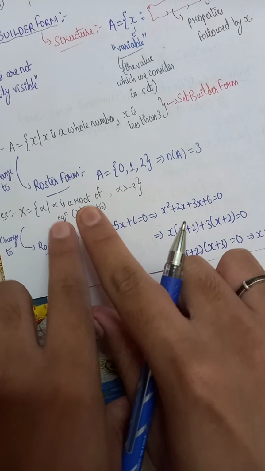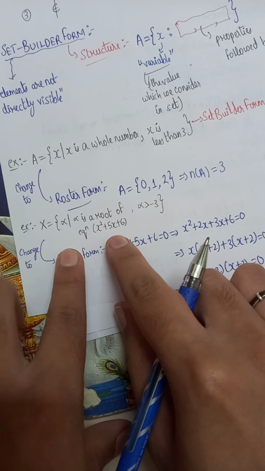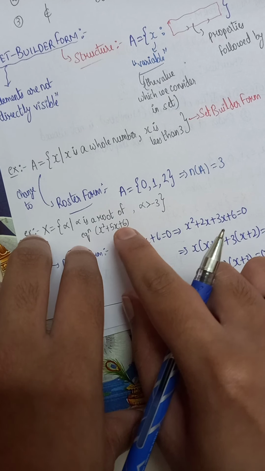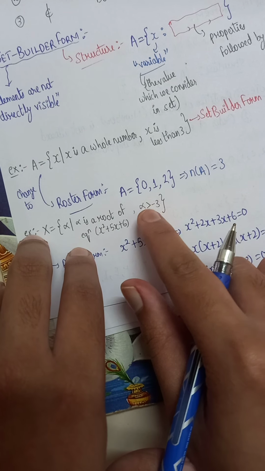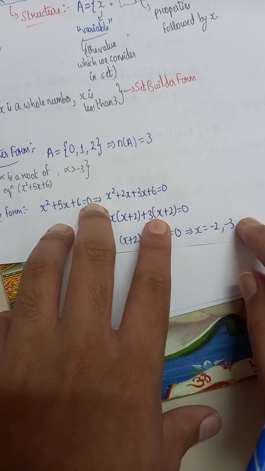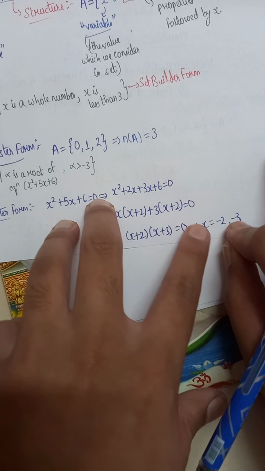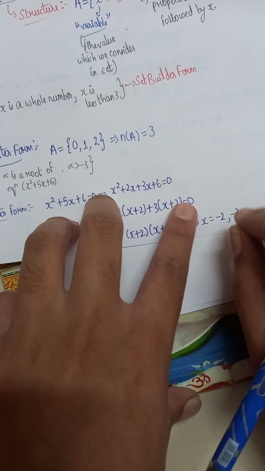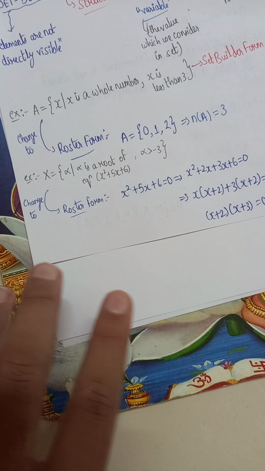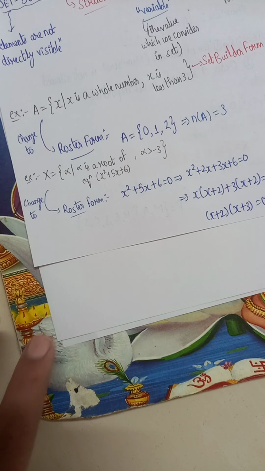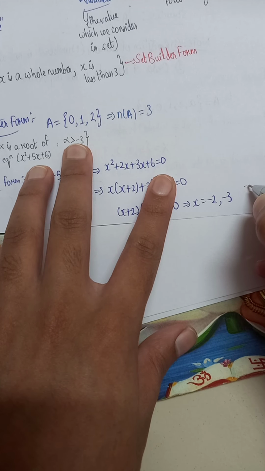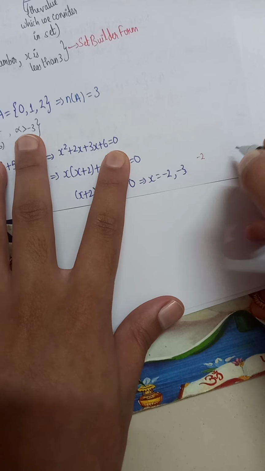But according to the question given here, alpha is a root of the equation x square plus 5x plus 6 and alpha should be greater than minus 3. So the roots of this equation are minus 2 and minus 3, and alpha should be greater than minus 3. So it means that there's only one value of alpha, and that is minus 2, since minus 2 is greater than minus 3.